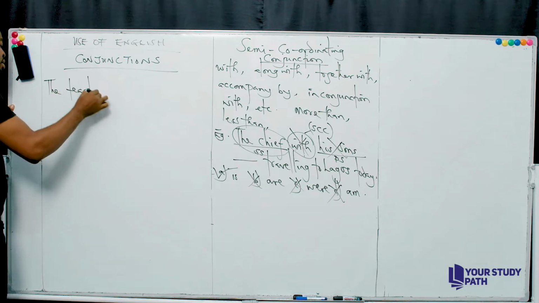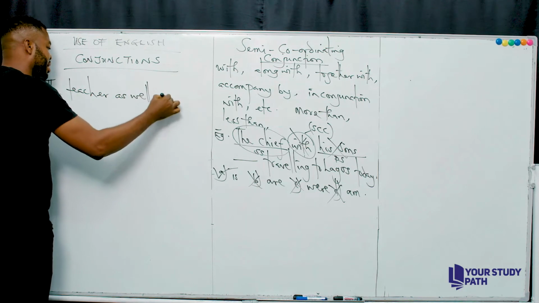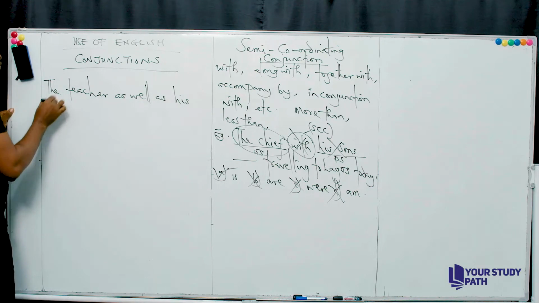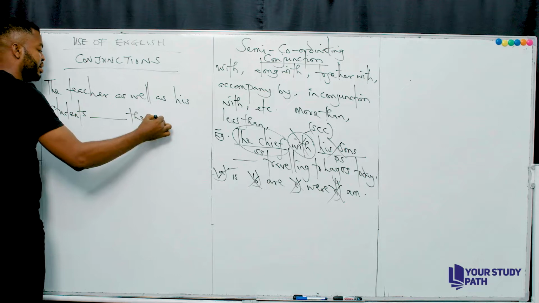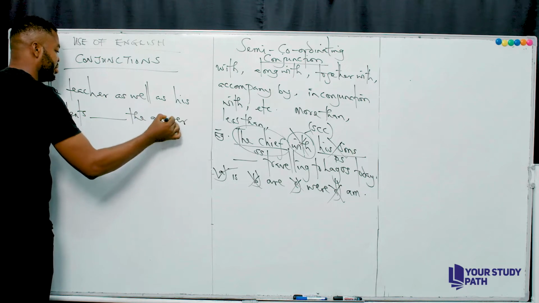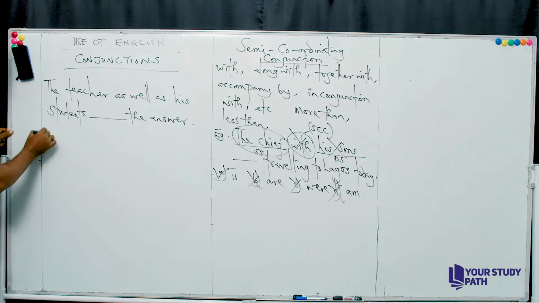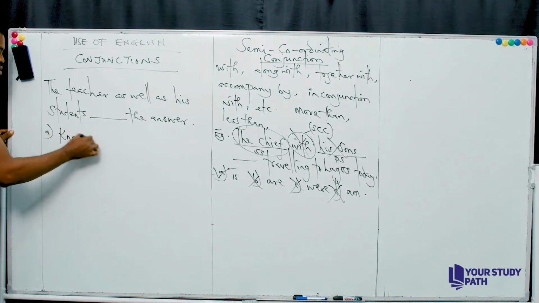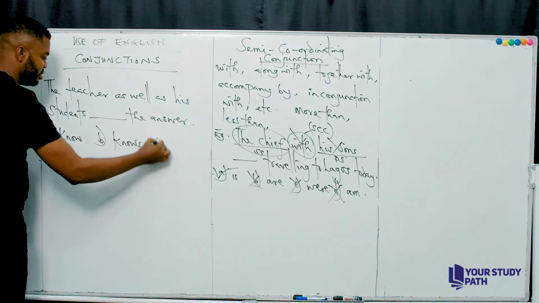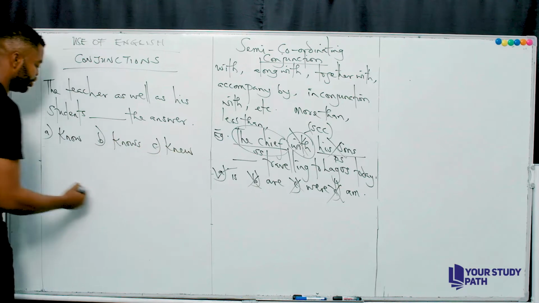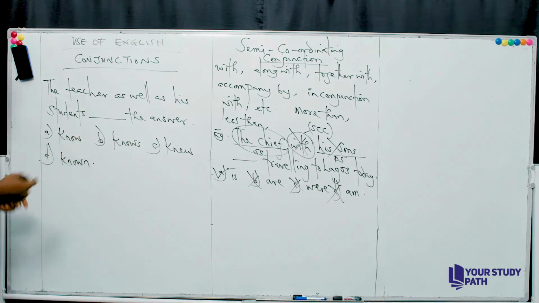The teacher, as well as his students, dash the answer. So you have A, know, B, knows, C, knew, D, known.